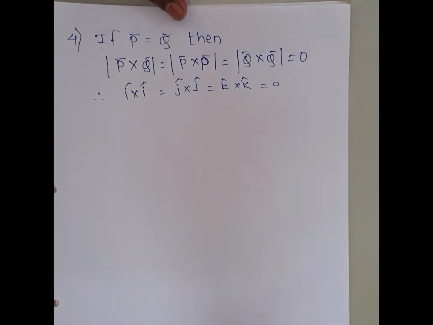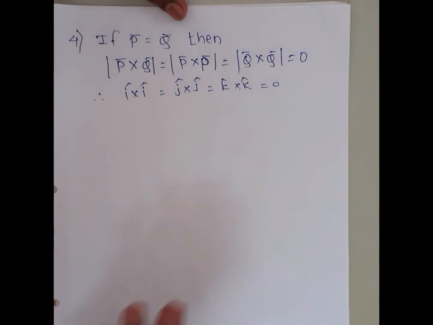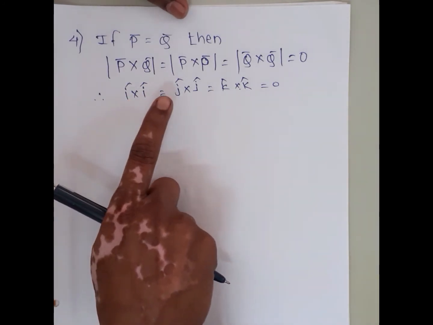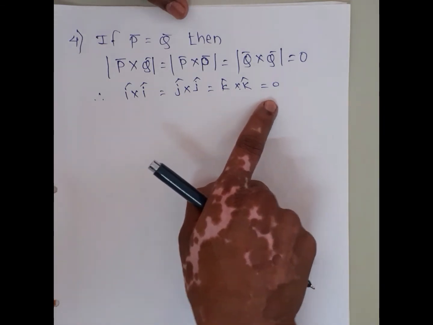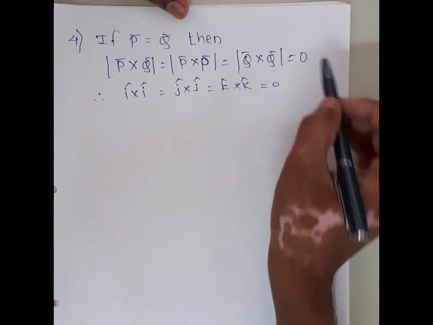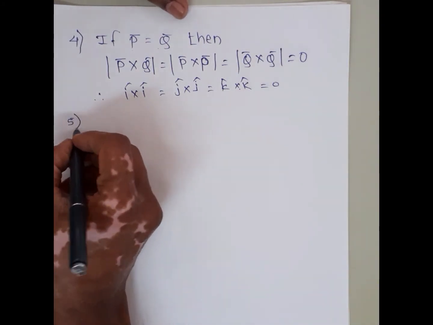Okay, and in dot product, i cap dot i cap value is 1. In cross product it is vice versa. So the processes of cross product and dot product are exactly opposite. So that's why here i cap cross i cap, j cap cross j cap and k cap cross k cap are 0. Okay, so this is the fourth condition. It means if both the vectors are the same, then the value is 0. In simple words.